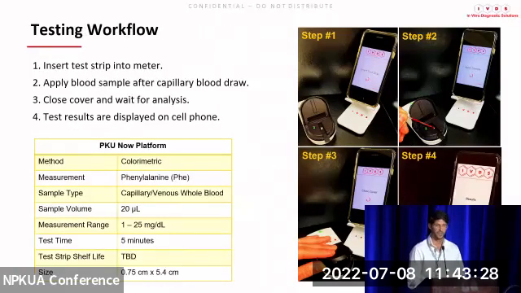This is a simplified version of the testing workflow. You'd turn on the app, insert the test strip into the meter, perform your capillary blood draw, apply the blood sample to the test strip, close the cover, and wait for the analysis. A really unique key feature of this assay is that it only requires 20 microliters of blood. We can measure a range from 1 to 25 milligrams per deciliter. The test time only takes 5 minutes. It's actually very rapid.